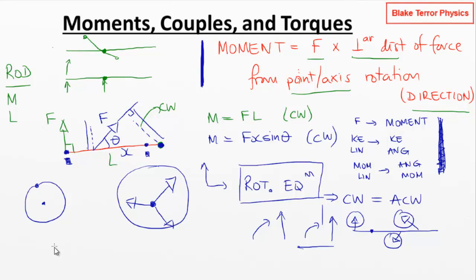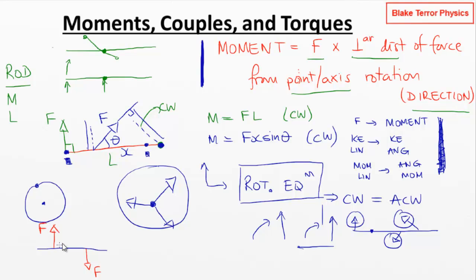Now in a couple, you don't get the translation. And the way that works is it's always going to be equal and opposite forces that aren't going through the same line. Some force going upwards here, the same magnitude force in the opposite direction over the other side.